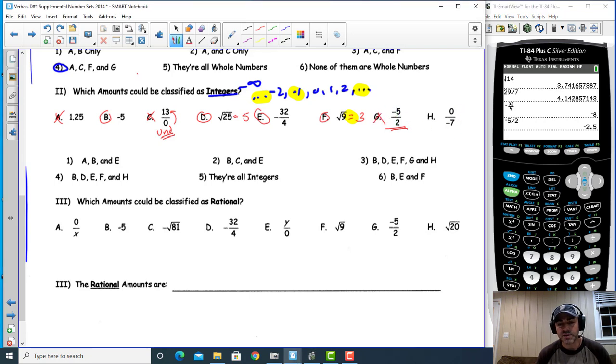Now negative 7 dividing into 0, that's easy. Negative 7 doesn't fit into 0 at all. It has 0 value. If you typed it into your calculator, it would say 0, and therefore that is an integer. Our integers are B, D, E, and H, choice 4.